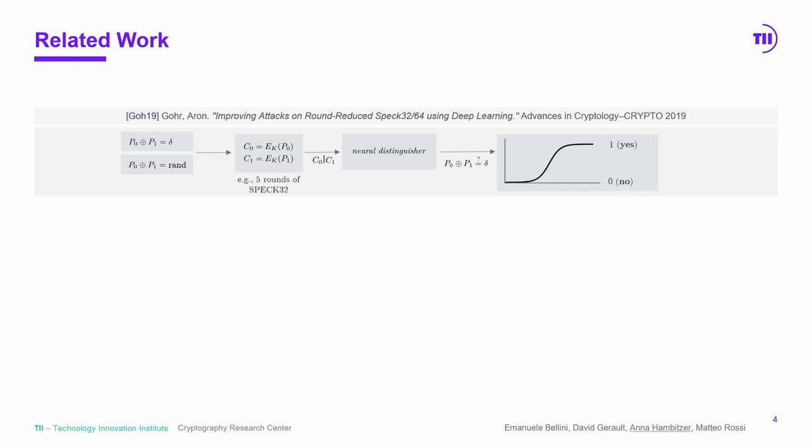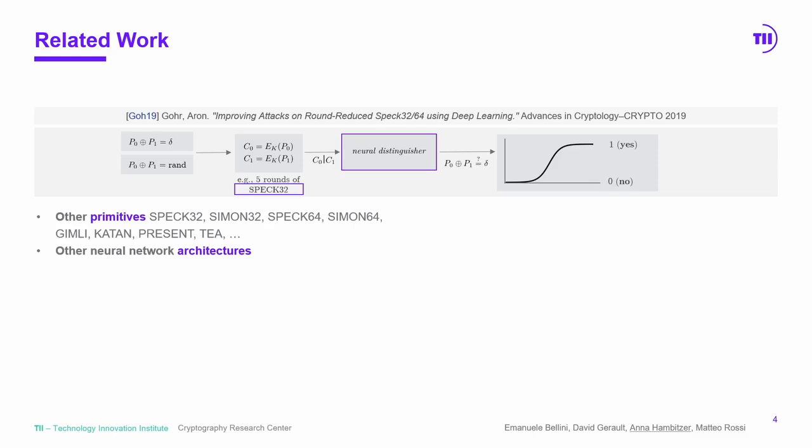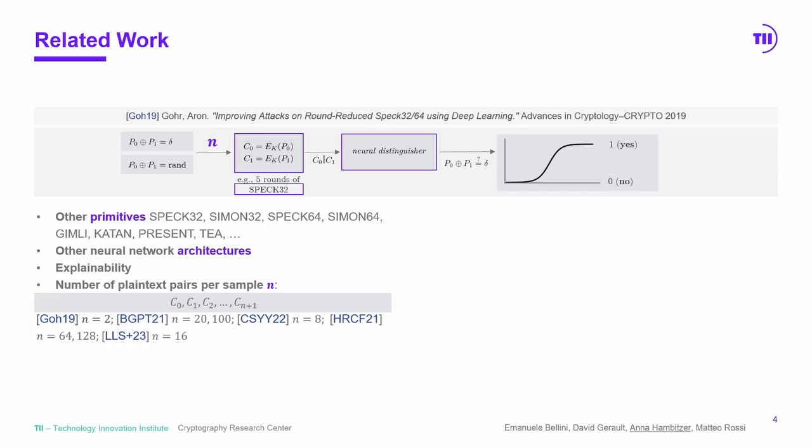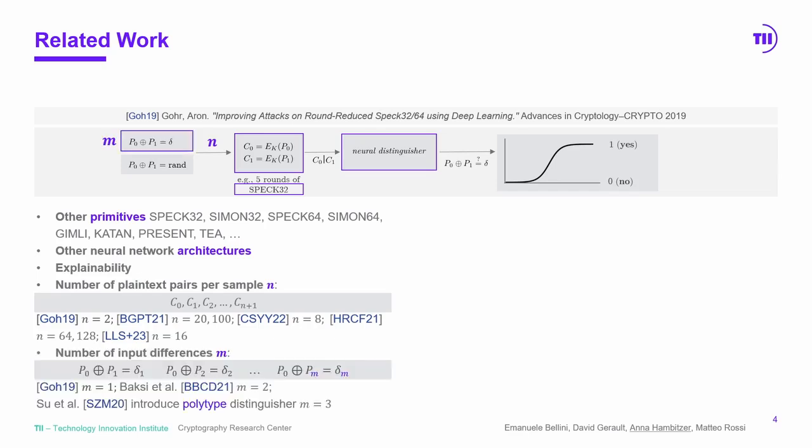This work has been cited over 160 times in the last 5 years, and people have applied it to other primitives. People have tried out other neural network architectures. They have worked on explainability, which is a general open problem in AI. They have tried to increase the accuracy of the neural distinguisher, for example, by using multiple plaintext pairs per sample. They have also tried to use multiple input differences instead of just one.